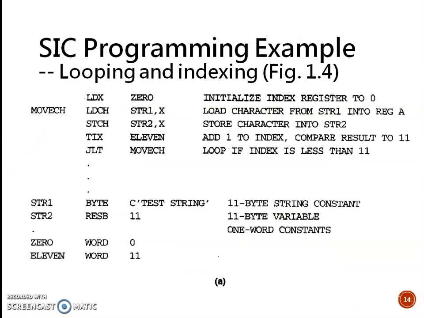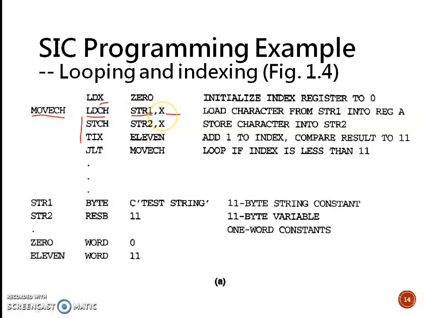And next is a case with looping and indexing operations. So in this case, we will be making use of an X register. Index register will be set to 0. Then a label will be defined, MOVECH. What does that label indicate? That is, you will be asked to execute some sequence of instruction. So a name is given for that sequence of instruction. Load character first string to the index register.